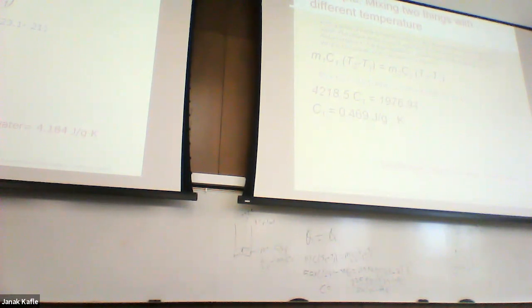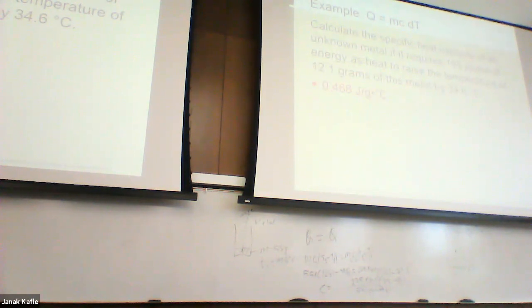So, do the exercise, and so all things same. Calculate the specific capacity of the unknown metal if it requires Q joules of energy to raise the temperature of 21.1 grams of this metal by 34.6 degrees centigrade.